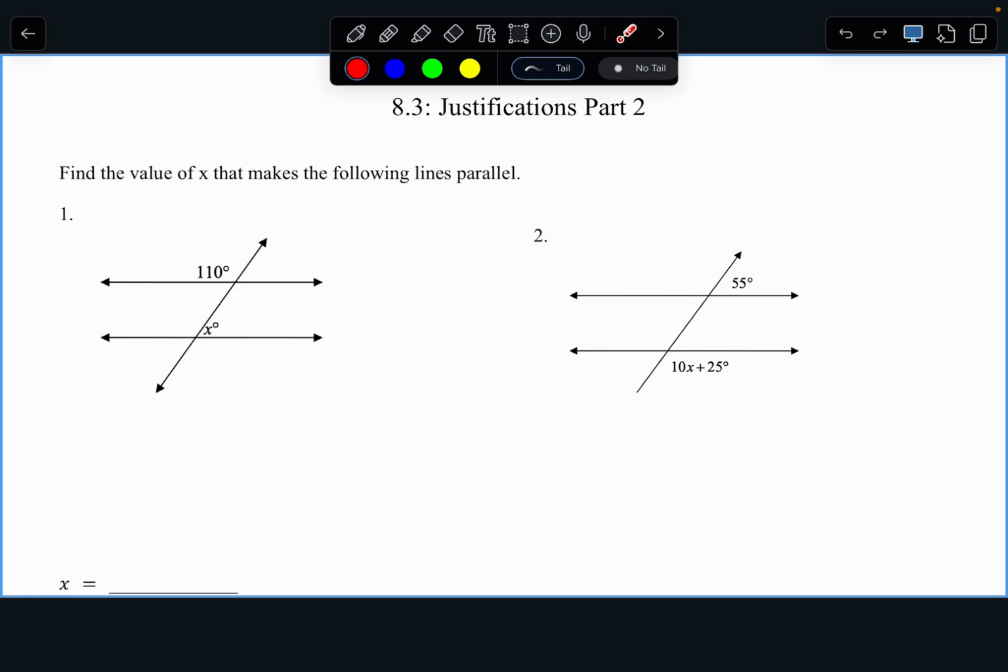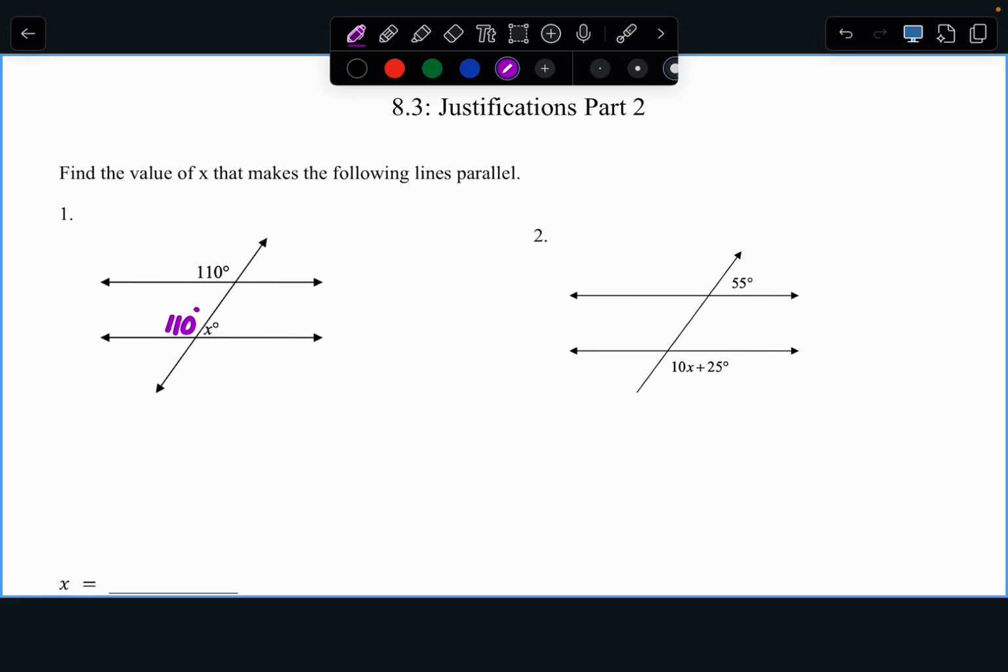So what else is equal to 110 degrees? Let's say we label these 1, 2, 3, 4, 6. So what other angle is equal to 110 degrees? 4. Yeah. 4 is also 110, and that's because those are corresponding angles. Now, what is the relationship between these two angles? They form a straight line.